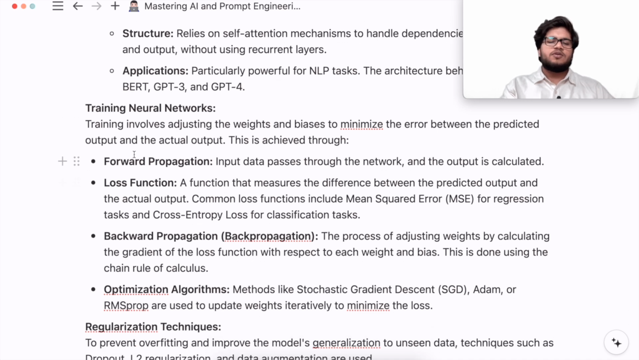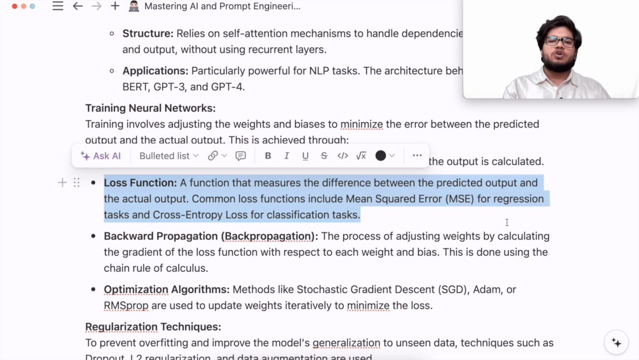There are different ways to train a neural network. We have to train the neural network so that it gives us the best result. Now these are of different kinds. How to train it? We can do forward propagation. Input data passes through the network and output is calculated. So this is forward propagation. Now the loss function is a function that measures the difference between the predicted output and the actual output. Common loss functions include mean squared error for regression tasks and cross entropy loss for classification tasks.